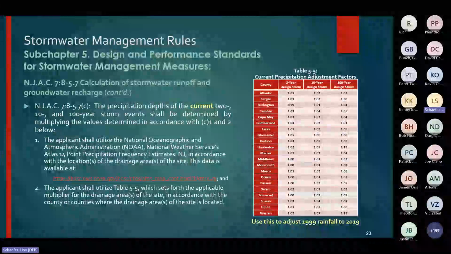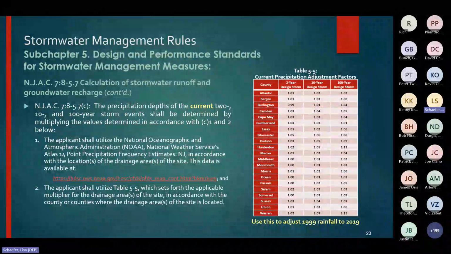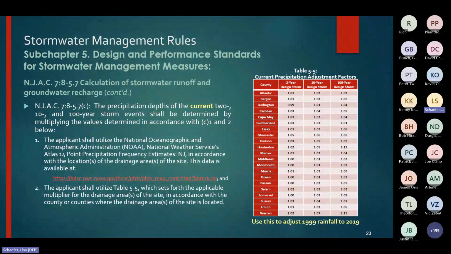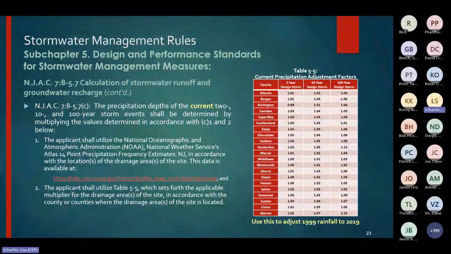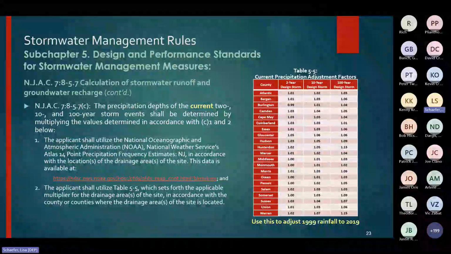The first example presented later on today will illustrate the calculation of the current precipitation rainfall depth for a site. And if you aren't familiar with using the NOAA PDF server, start on page 12 of the revised chapter 5 in the BMP manual, which was published in July of 2023.